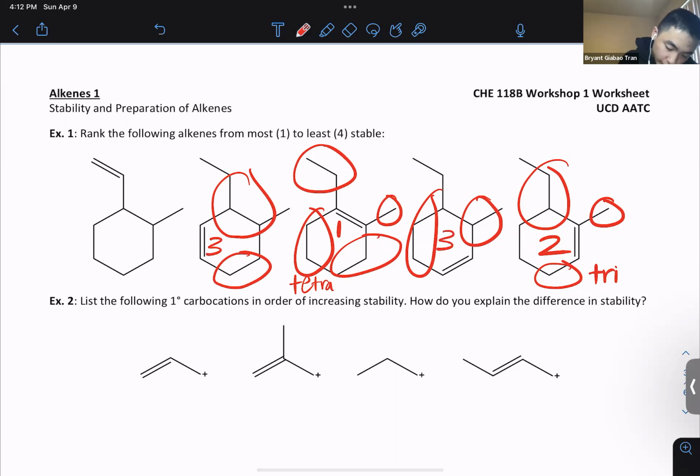So these alkenes are similar in stability, where I'm going to give them a rank of 3 because they are both disubstituted alkenes. And then we have this monosubstituted alkene where it only has one R group attached to it. So this is our least stable alkene because it is only monosubstituted.